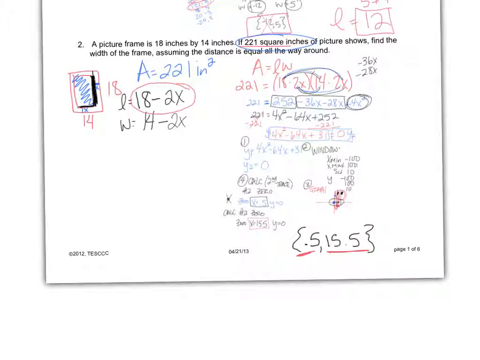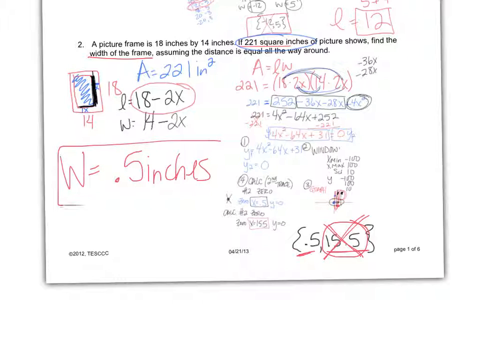Well, it makes absolutely no sense for the frame to be 15.5 inches, because the entire distance across the bottom is 14, so there's no way that that small frame around it, the amount of space around it, would be 15.5, because it's bigger than 14. So I know 15.5 is not going to be an answer in this application. So I know that it says the width of the frame. The width of the frame has to be 0.5 inches, because it's the only one of the answers that makes sense.